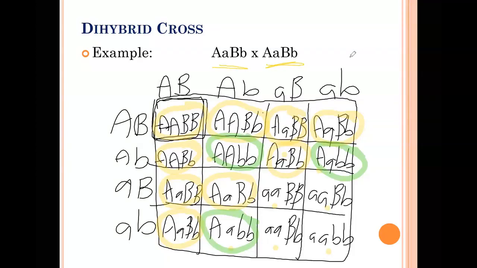How many are recessive for A but dominant for B? 1, 2, 3. And then how many are recessive for both? 1. Okay. Pause the video if you don't have those circles done.